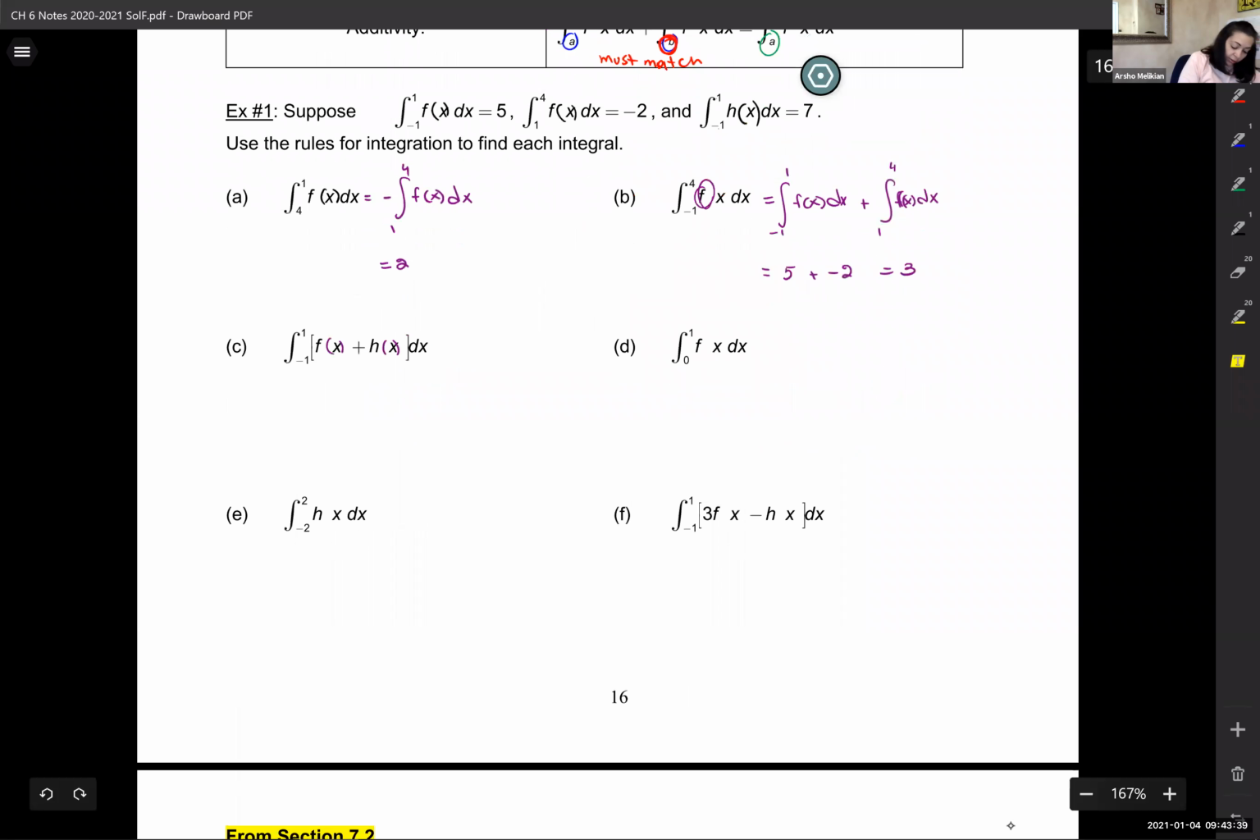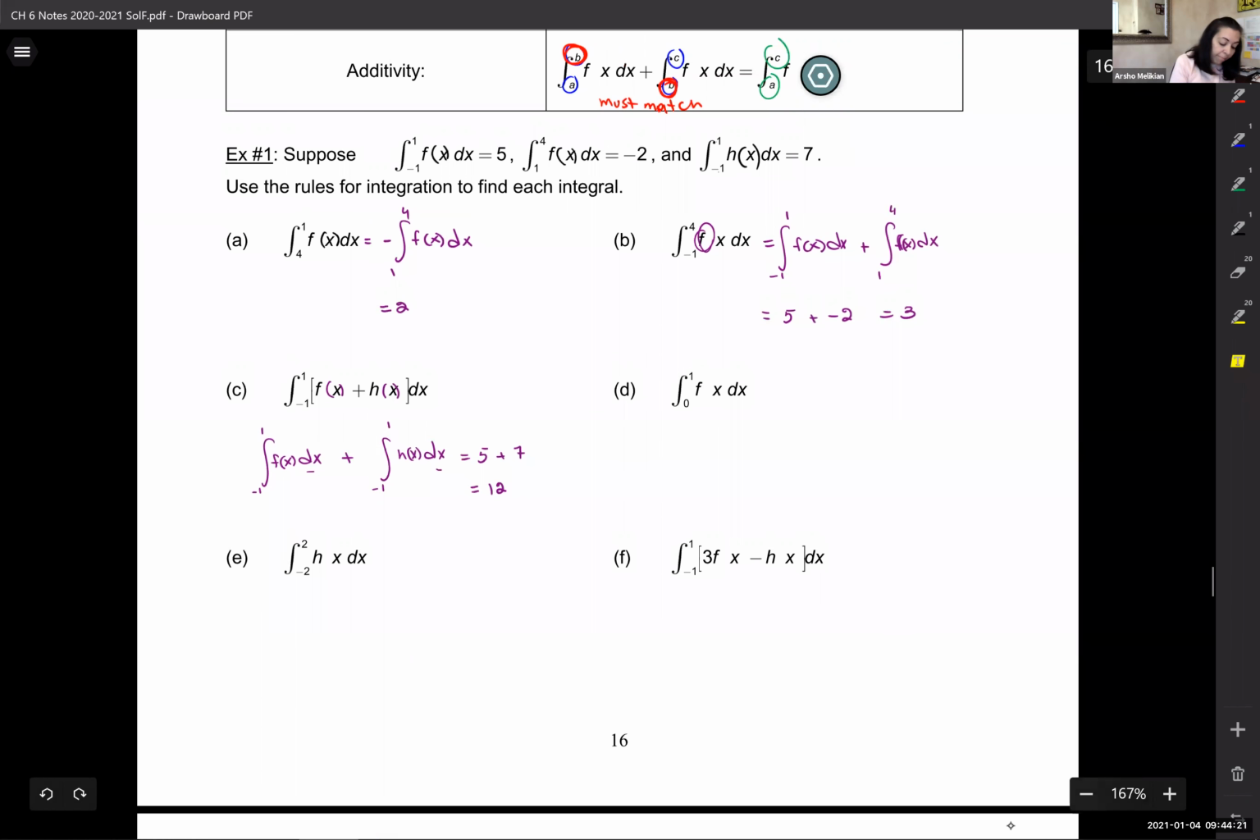I have the integral from negative 1 to 1 of f plus h, right? I gotta separate these. So this is the integral from negative 1 to 1 of f of x dx plus the integral from negative 1 to 1 h of x dx. I can do that because of the properties up top in the table. Now, remember though, each of these must get its own dx, right? Okay, what's the first integral? 5. Second integral, 7, 12.